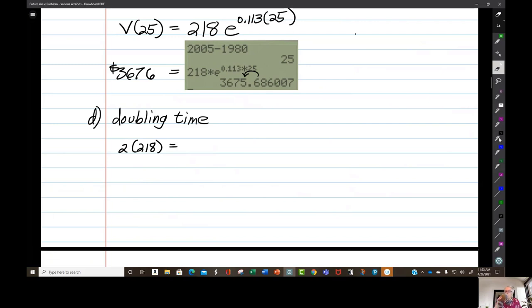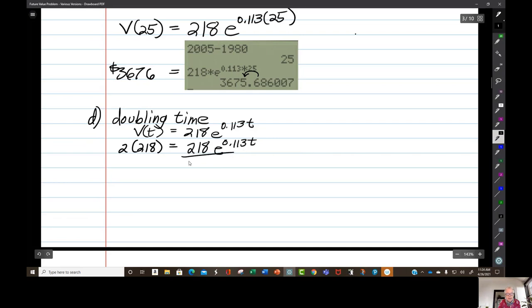Time out. Okay. That's why I always put this first, so doggone it, that's precisely what I'm going to do. V of t equals 218 e to the 0.113 t. Now, the price after time is going to be 2 times 218, equals 218 e to the 0.113 t. This way you don't forget the other part of it. Then we divide.